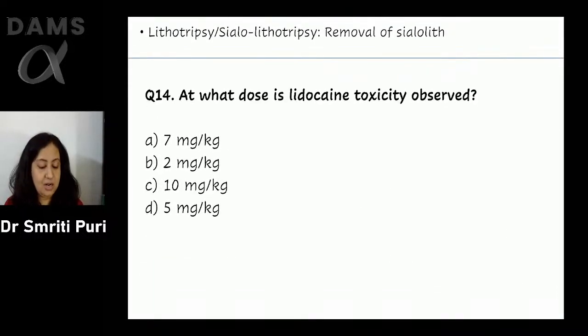Read the question again and answer again, all of you. At what dose is lignocaine toxicity observed? Not when patient has collapsed. Question is not asking when patient collapses. When it is observed, that means the first sign of toxicity is seen at which level? Now please answer this question before we wind up the session. All of you should get this correct.